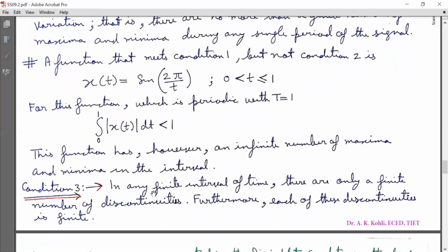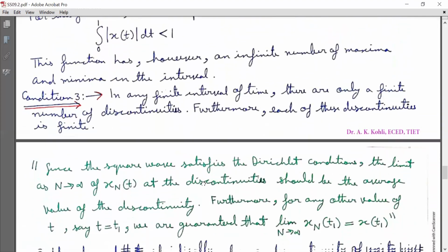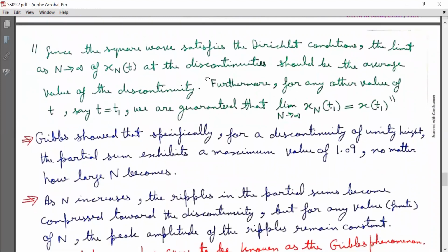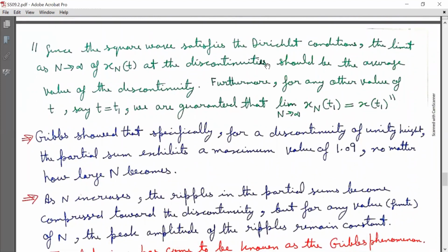Now condition number 3. In any finite interval of time, there are only a finite number of discontinuities. Furthermore, each of these discontinuities is finite. Since the square wave satisfies the Dirichlet conditions, the limit as n tends to infinity of x_N(t) at the discontinuities should be the average value of the discontinuity. Furthermore, for any other value of t, say t equal to t1, we are guaranteed that the limit as n tends to infinity of x_N(t1) is equal to x(t1).